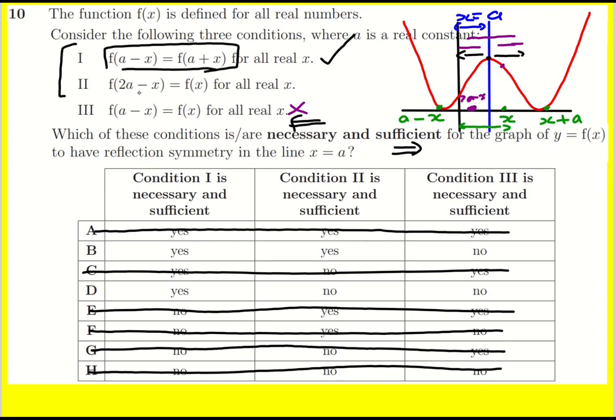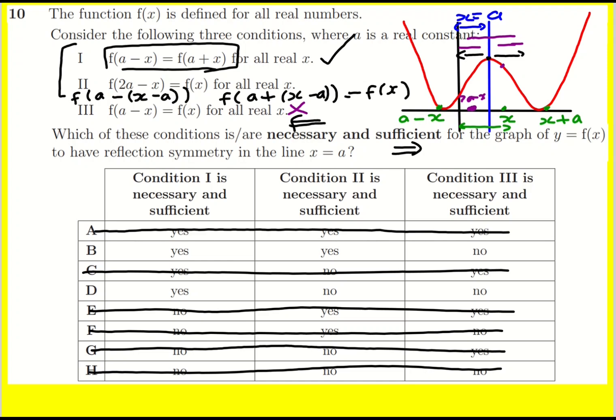So let's look at this second one. F of 2a minus x. Now, how we could write this actually is that we're starting at a, and then I'm going to the left by x minus a. So I'm minusing x minus a. That will give me f of 2a minus x. Now, if instead I went to the right by x minus a, and I would add on x minus a, and actually that would give me f of x. So the same thing is happening here.